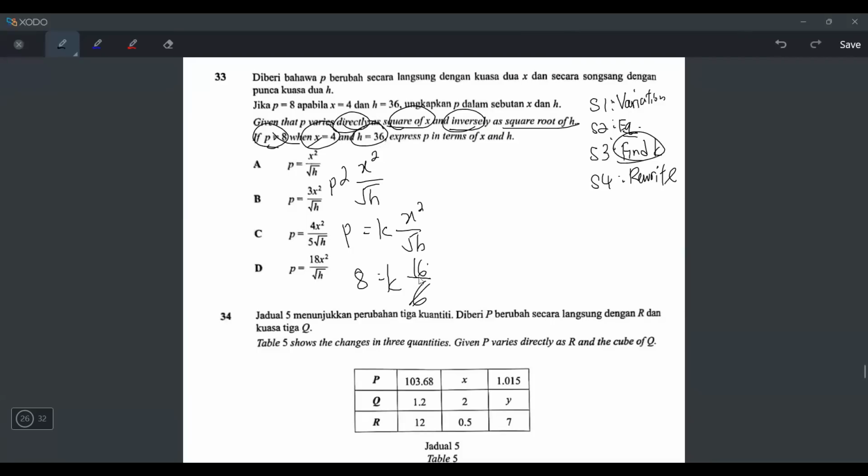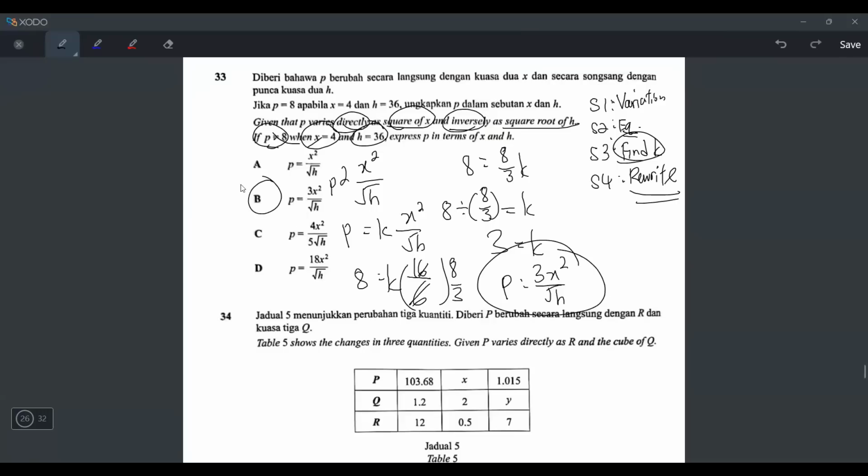And then now, I can cut, left with what? Divide by 2, it is 8 divided by 3. So 8 equals 8 over 3 times K. So like this, 8 over 3K. So K equals what? 8. This one is times, right? So times becomes divide. But you have to press bracket in your calculator. If you don't press bracket, you will get it wrong. So let's press 8 divide open bracket 8 over 3 close bracket. Okay, I got 3. And then don't forget the last step is to rewrite. So rewrite. P equals 3x square. But we have to know the K and this one, the relationship is times. So if times, I will multiply on top. So 3x square over square root H. So the answer is B.